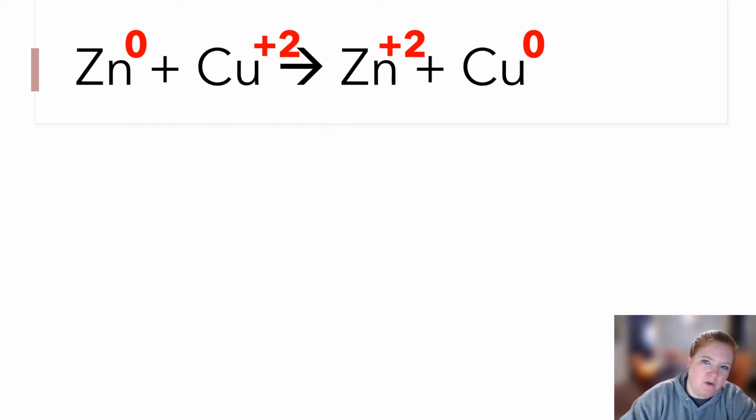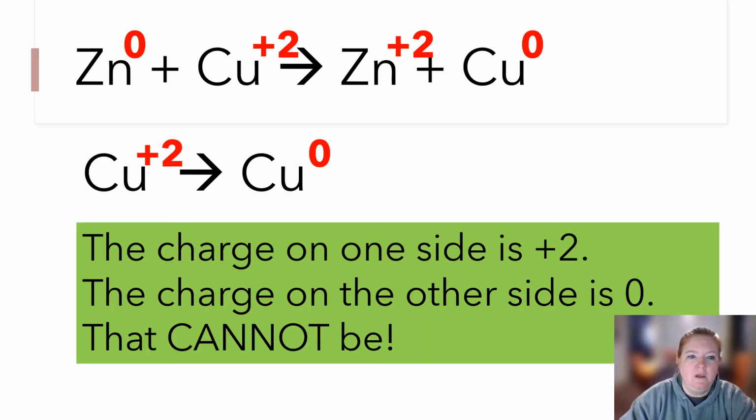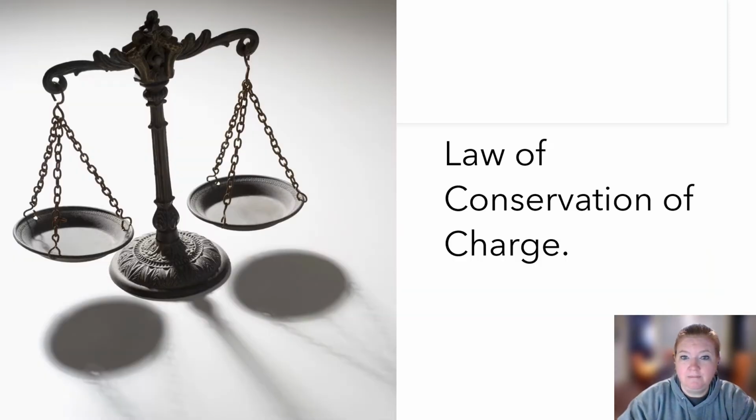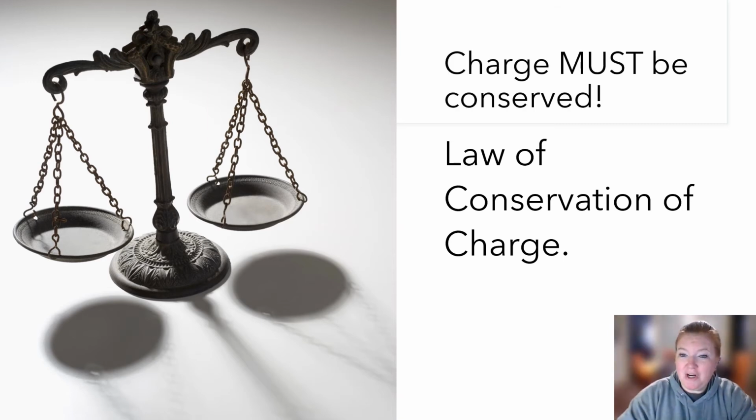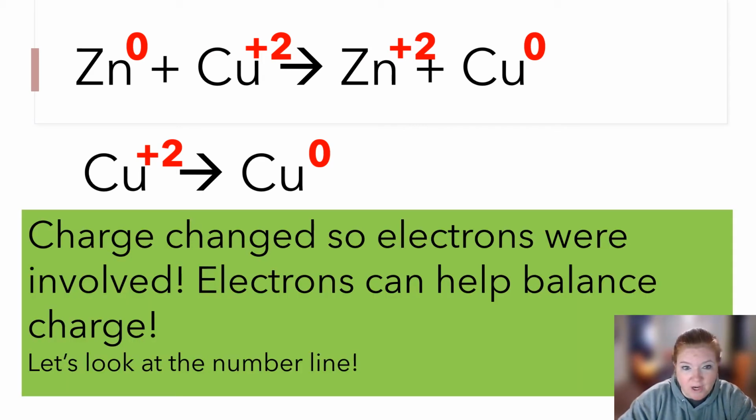So let's go back to our equation and let's look at copper. So this is what copper looks like at first, right? From +2 to 0. The charge on one side is +2. The charge on the other side is 0. Negative, negative. Can't be. Why? Law of conservation of charge. We can't have different charges on both sides of the equation. What do we use to balance the charge? Electrons. Okay, so electrons can help us balance the charge. So let's look at the number line.